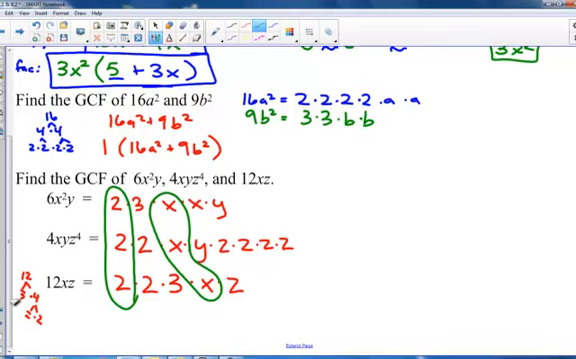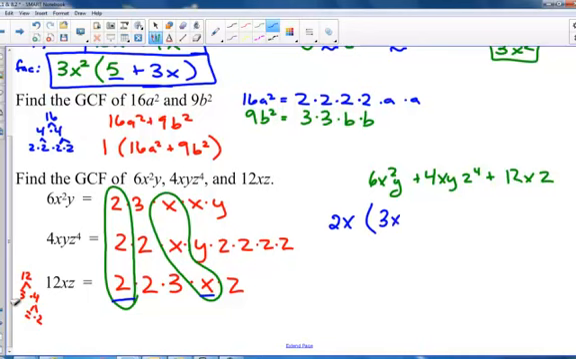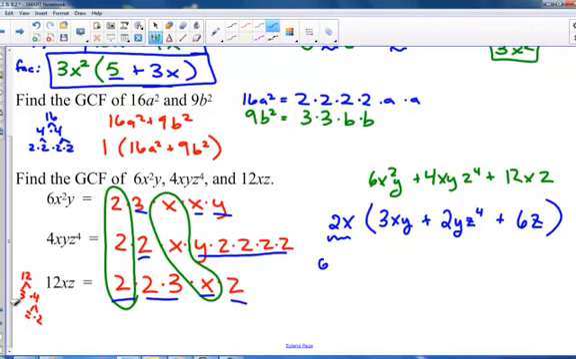So if the equation that we had to factor was 6x squared y plus 4xy z to the 4th plus 12xz, you would take out 2x. And you would be left with 3xy plus 2yz to the 4th plus 6z. 2 times 3 times z. This is your greatest common factor.